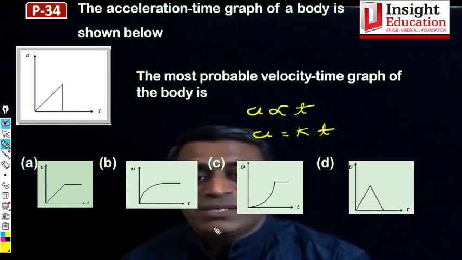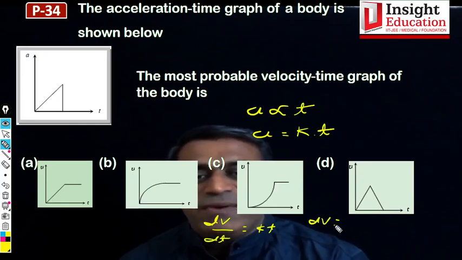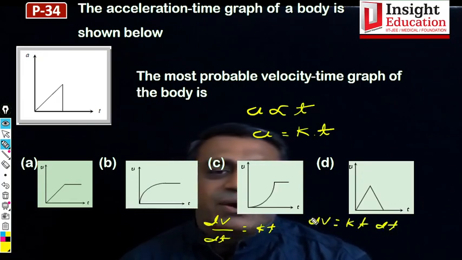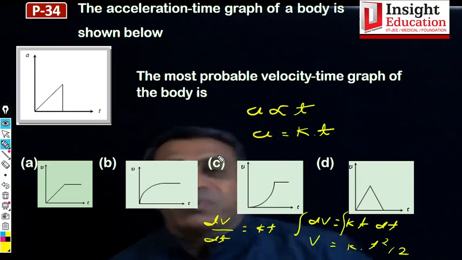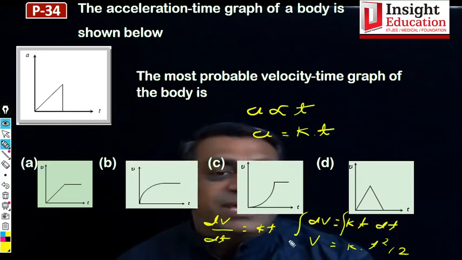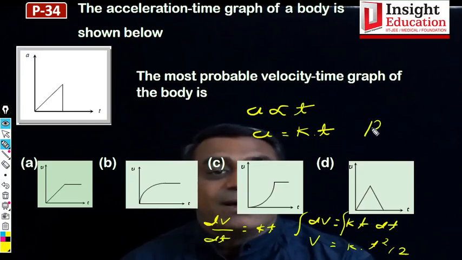Acceleration is dv by dt. So dv by dt is equal to kt. So now I can write dv is equal to kt dt. Now integrate. The integration of 1 is velocity, and the integration of t is t square by 2. So v is proportional to t square, so it should be a parabola. Y is proportional to x square.